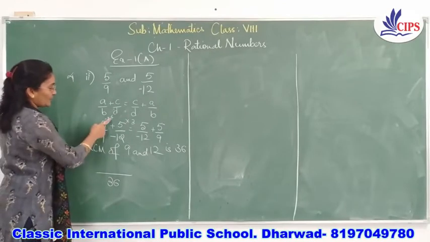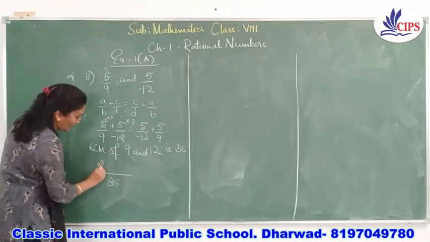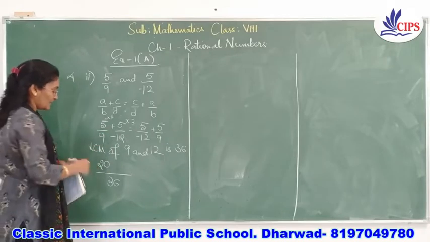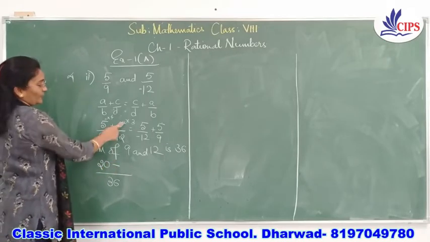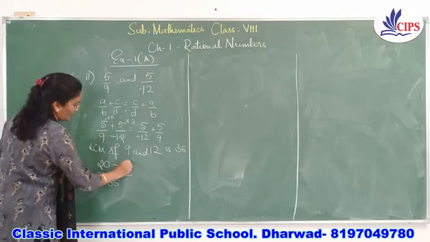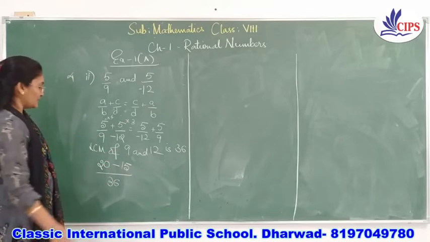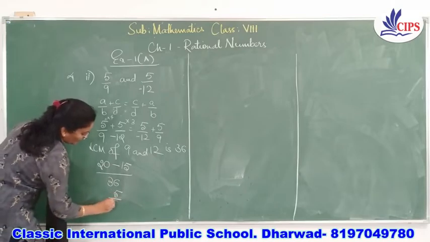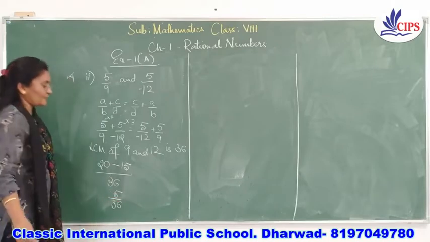Okay, now we'll multiply and write these numbers. 5 4s is 20. As I've told, we'll shift this sign up. So plus into minus becomes minus. And here 5 3s is 15. So I've written 20 minus 15. We'll solve this. What is 20 minus 15? We get 5. We get 5 by 36 when we solve it.